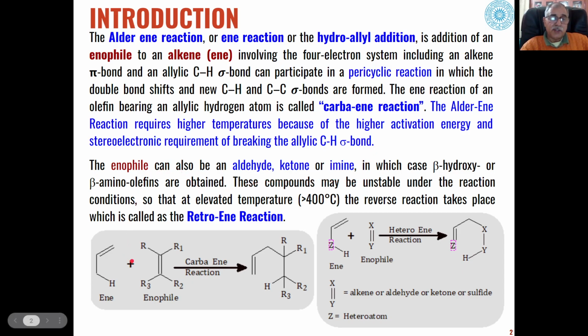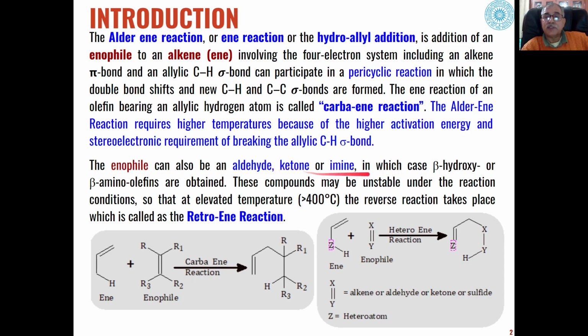Then the enophiles, in addition to the carbon-carbon double bond, we can also use a carbon-oxygen double bond or a carbon-nitrogen double bond. So aldehydes, ketones, or amines can also act as enophiles in the Alder Ene reaction. In these types of reactions, beta hydroxy or beta amino olefins are produced when we are using aldehydes or ketones.